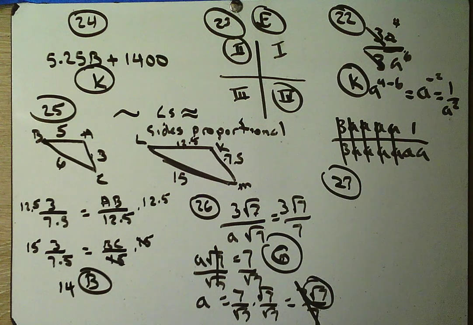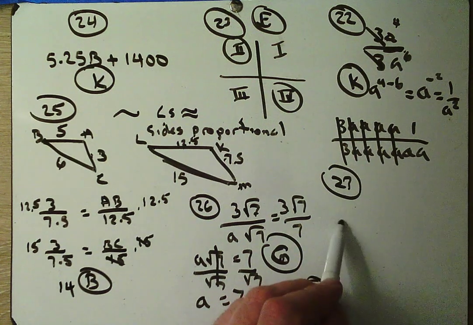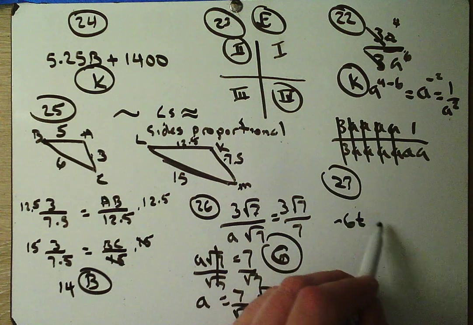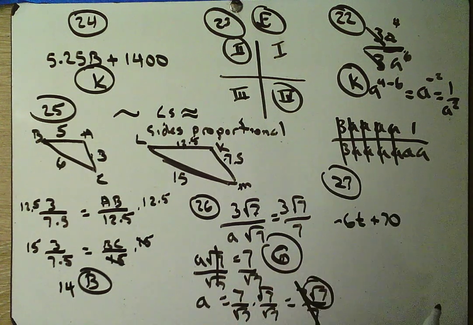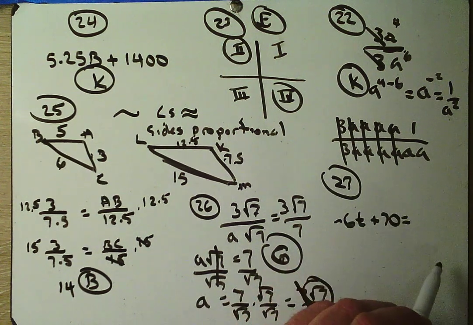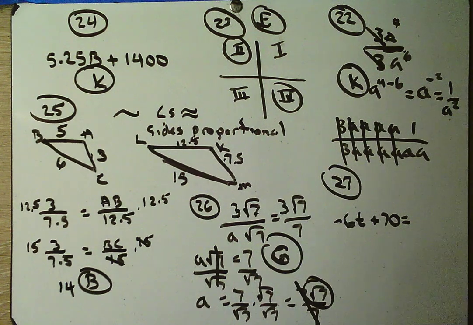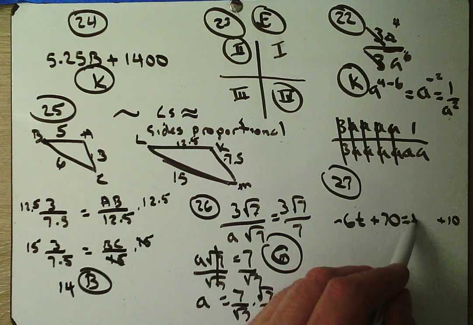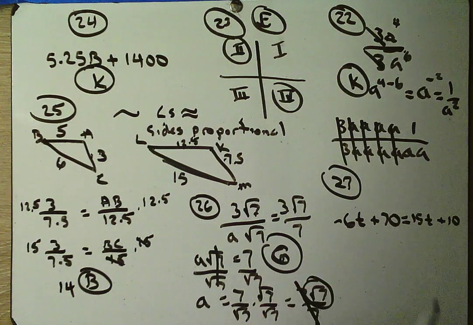Look, this is our initial amount for this hot air balloon, and this is its rate of change. And since it's falling, my rate of change is negative: negative 6t plus 70. The other balloon, however, starts at 10, that's its initial height, and rises at a constant rate of 15. So this is the equation that I need to solve.